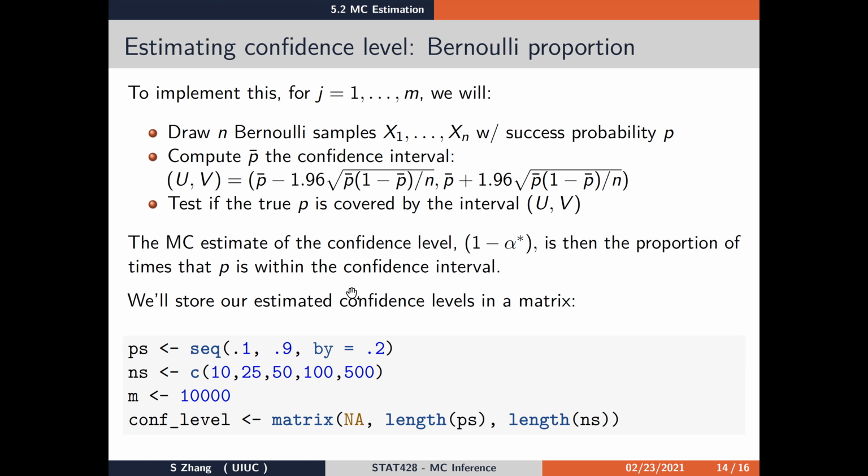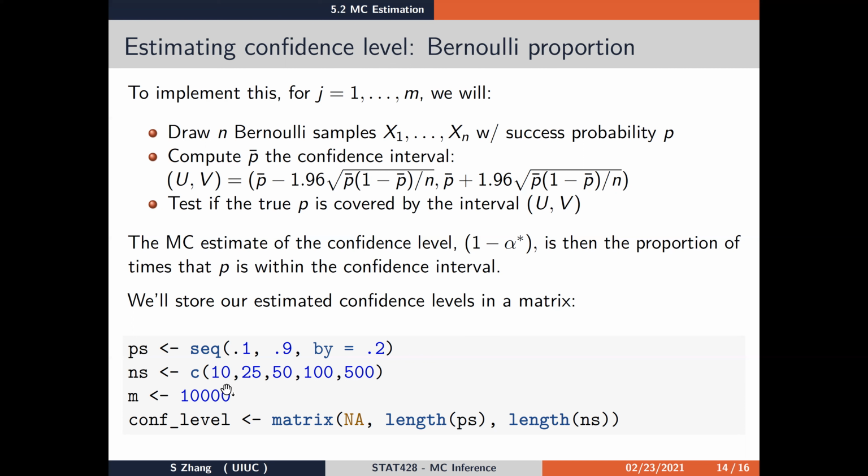So we'll store our estimated confidence levels in a matrix. I haven't talked about this yet. So what are the sample sizes we'll play with? We mentioned that there are two conditions we'll try to manipulate. The first is the probability of success, which ranges between 0.1 and 0.9, increasing by 0.2. And then we'll also play with the sample size n that we use to get p bar and to approximate this confidence interval. The possible sample sizes are 10, 25, 50, 100, and 500.